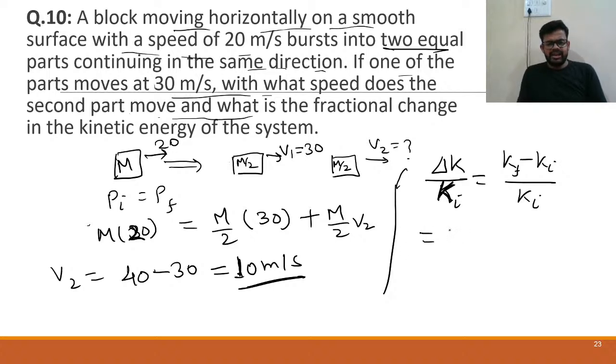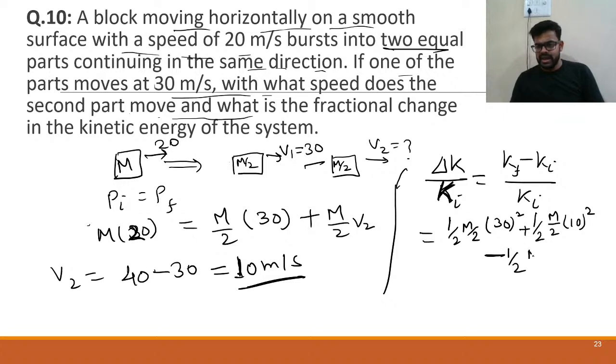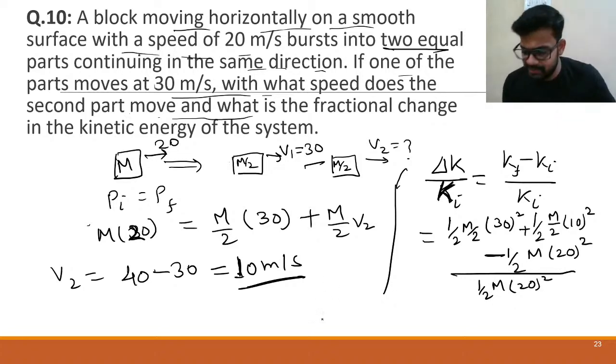So what is the final kinetic energy? We have v2 and we have v1 as 30. So let us write it: half into m by 2 into 30 square, plus half into m by 2 into 10 square. So this is the final kinetic energy. What is the initial kinetic energy? Initial is half m into v square. So this is the initial kinetic energy. We divide by the initial kinetic energy, that is half m into 20 square. Got it? Just simplify it and we'll get the answer.